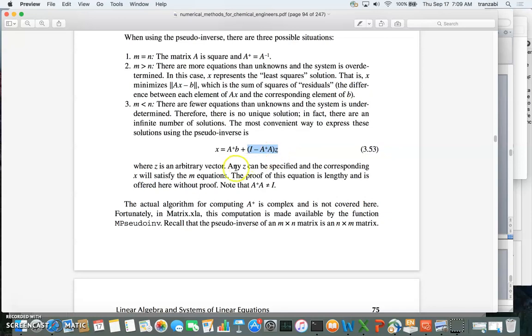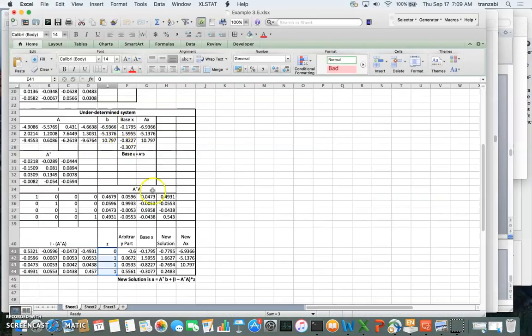Okay, so the Z is arbitrary. I put here any number I want. I put 0, 1, 1, 1. You can put anything else. And we call it the arbitrary part. So the arbitrary part is I minus A dagger A times Z. Okay, that's the arbitrary part. Then you add base to it. So base was A dagger B, right? So this is base. I just copied it over here. You add this and this, you get this solution.